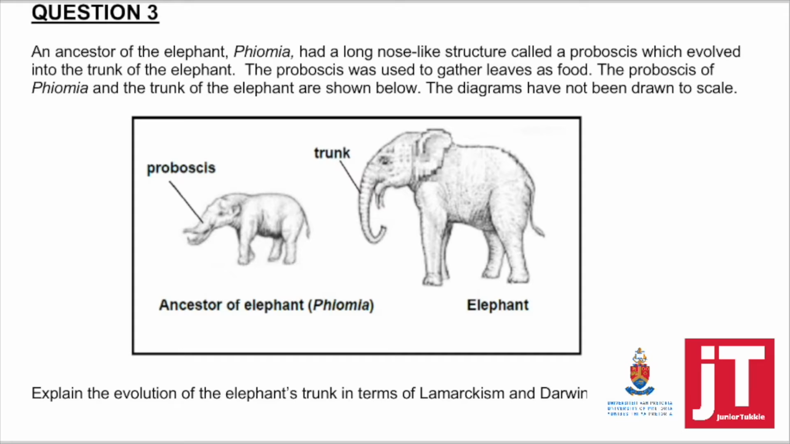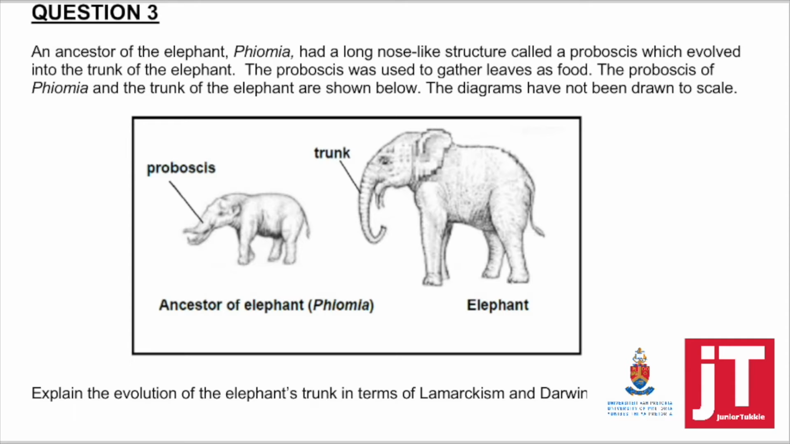An ancestor of the elephant, Paeomia, had a long-nosed structure called a proboscis, which evolved into the trunk of the elephant. The proboscis was used to gather leaves as food. The proboscis of the Paeomia and the trunk of the elephant are shown below, as you can see in the diagram. The diagrams have not been drawn to scale. Your question is to explain the evolution of the elephant's trunk in terms of Lamarckism and Darwinism.